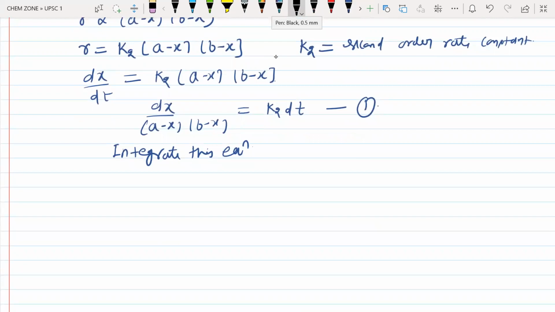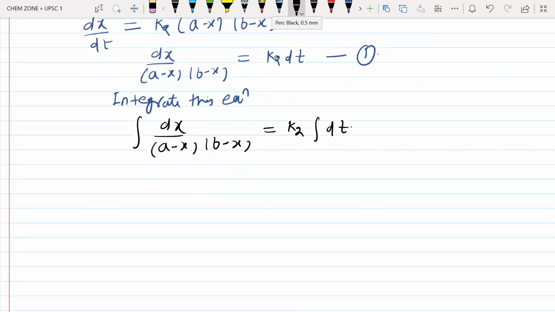See, don't worry, I will explain each step. Although I'm not that good in English, I'm trying to speak because some of the students belong to Kerala.